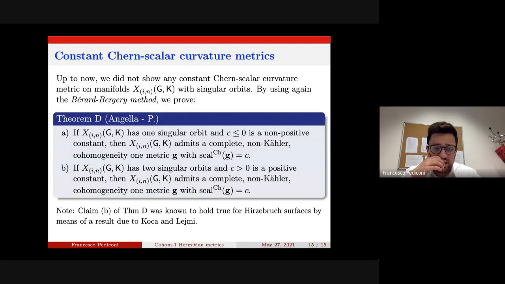And also let me stress that this theorem B was known in a special case because the families of Bérard-Bergery manifolds with two singular orbits in complex dimension 2 reduce to the family of Hirzebruch surfaces. And Koca and Lejmi proved some years ago that any Hirzebruch surface does admit a complete cohomogeneity-one metric with positive constant scalar curvature. So you can read this theorem as a generalization of their result in any dimension. And basically, this is all that I wanted to say.